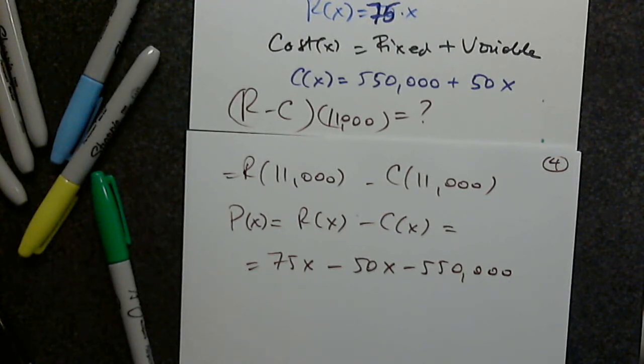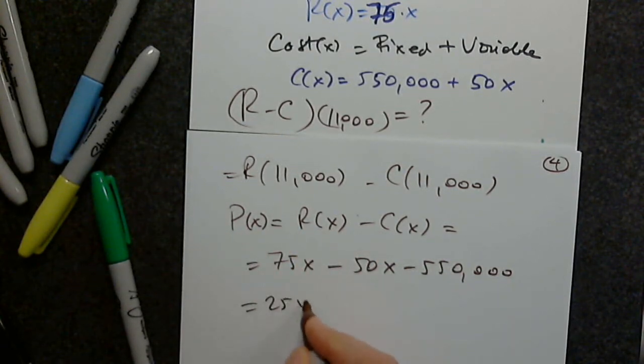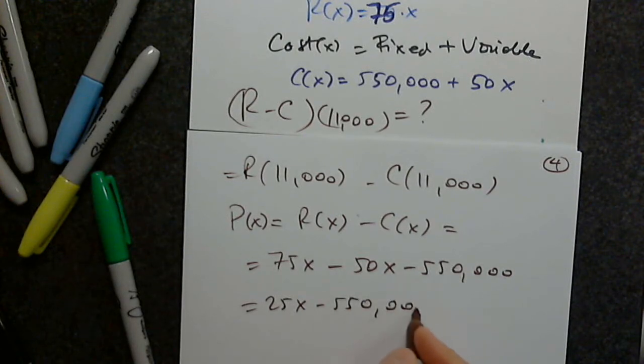Why did you change it to minus? I'm subtracting. When I subtract, I have to subtract everything, like change the sign. It's a minus in front of a function. A minus in front of any term will change it. Oh yeah, okay. I have to subtract all costs from the revenue in order to get the profit. So this will be 25x minus 550,000.